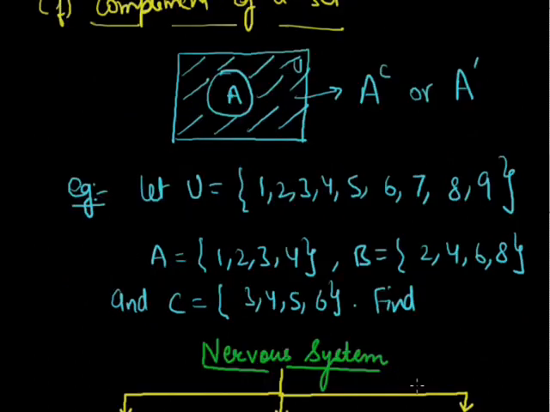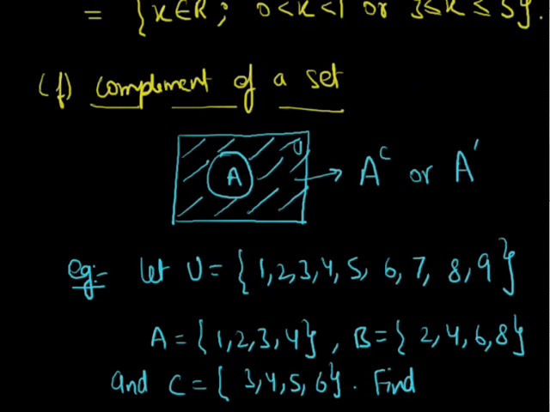What do we need to find out? There are a few things that we need to find out. The first thing is A's complement. As we know, A's complement is, if we remove the elements of set A from the universal set, we get the elements that are said to be the complement of A.